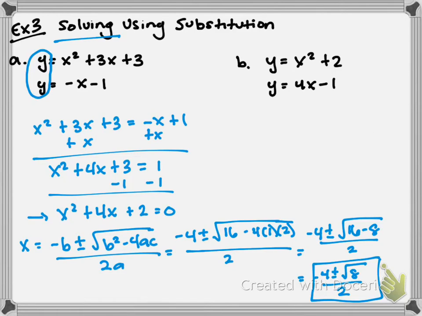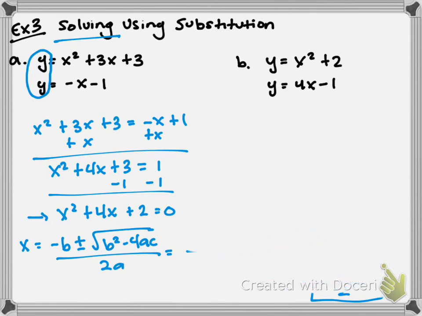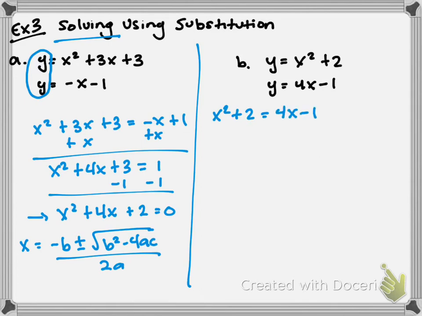So for A, if they gave that to you, you could totally leave this for your answer, or use your graphing calculator or Desmos. All right, let's look at B. This one works out better. Y equals x squared plus 2, and y equals 4x minus 1. So again, we're going to substitute, set them equal to each other. So x squared plus 2 equals 4x minus 1.